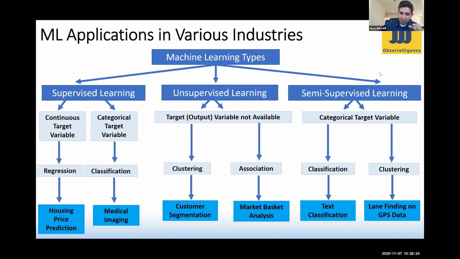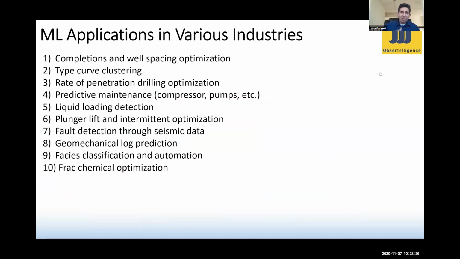We talked about that. So now let's talk about some of the examples within the oil and gas industry. We've covered some of these examples in the book, in detail, as far as how you can perform them. So one is completions and well spacing optimization. You can use machine learning for that purpose. You can build supervised learning for that. Another example is type curve clustering. We talked about that. When you have all the geologic features, you can cluster them into different areas. And you can also include other types of features in addition to geologic features for your clustering.